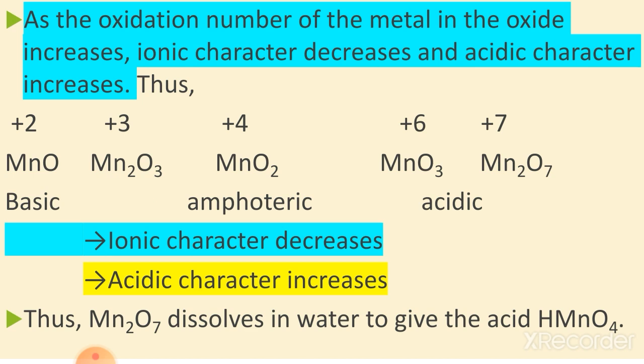In this way, you can also find whether the given oxide is acidic or basic. One more example you can take is CrO3 plus water, which gives H2CrO4. This is known as chromic acid. This also indicates that CrO3 is acidic in nature.